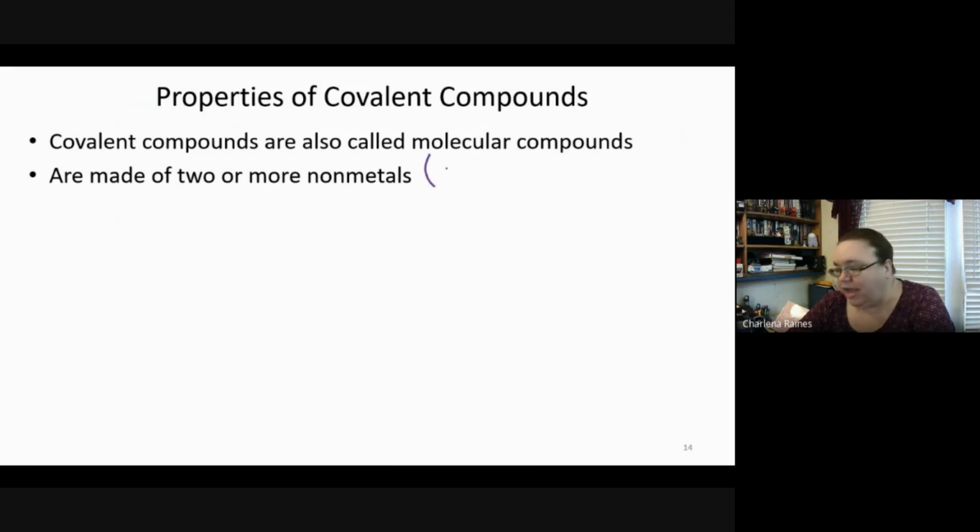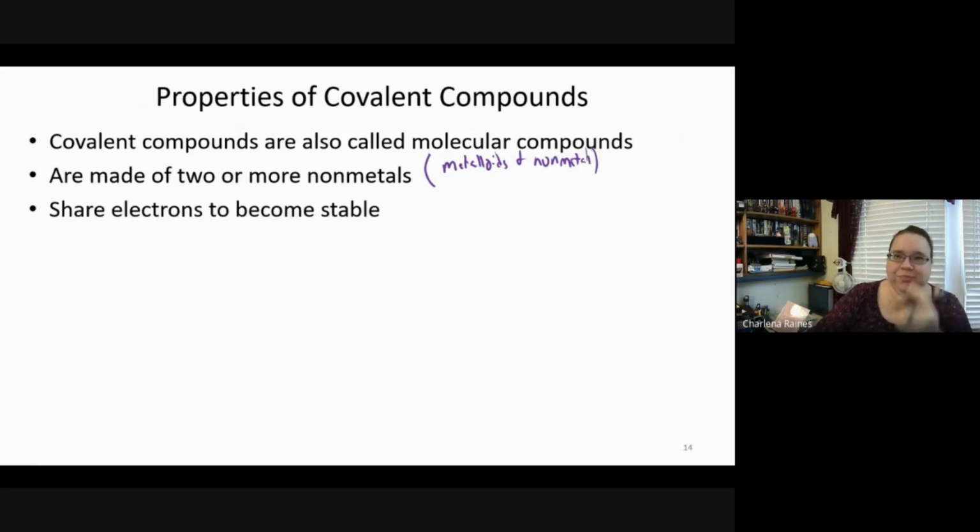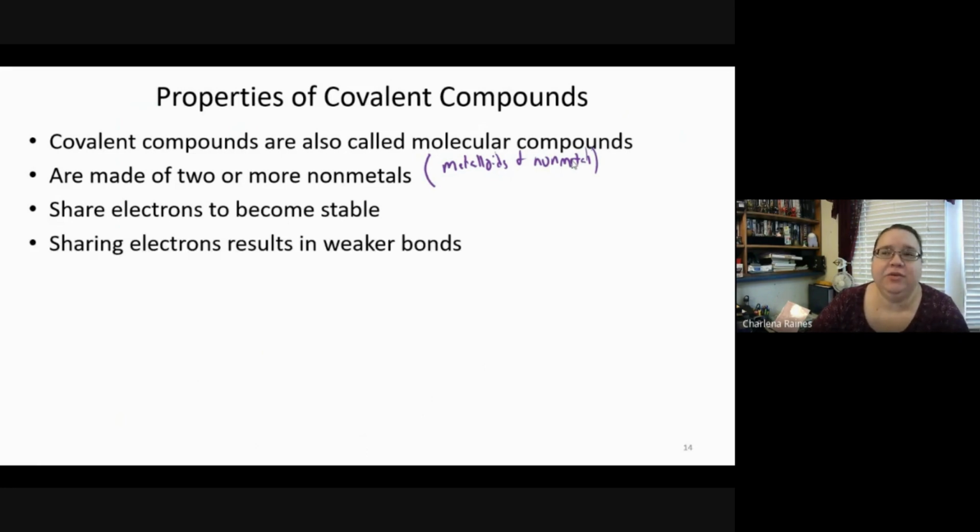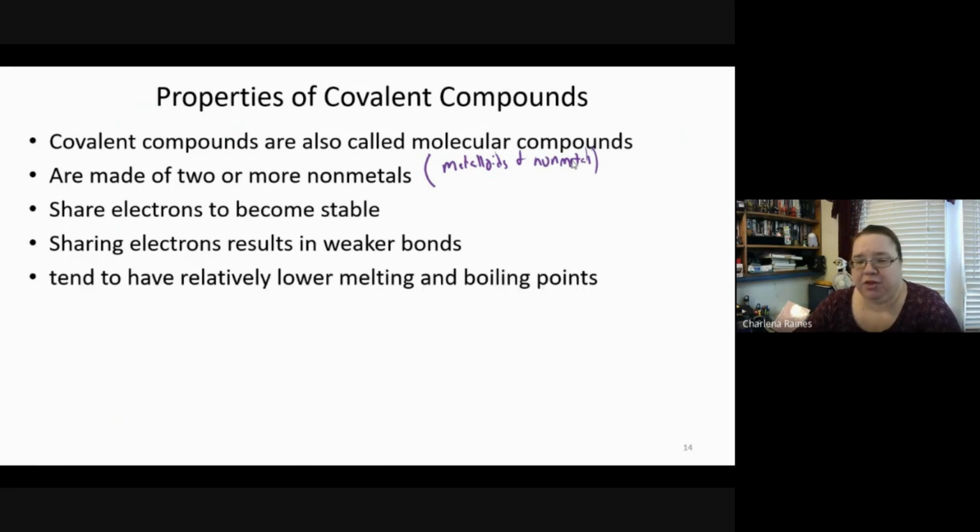So 99% of the time, our metalloids and a non-metal are a covalent bond as well. Those covalent bonds, we're sharing those electrons again, and they are considerably weaker. So because the bonds are considerably weaker, they have much lower melting and boiling points. Most covalent compounds are either liquids or gases at room temperature, but those that are a solid are not a very strong solid. They're a weak solid.